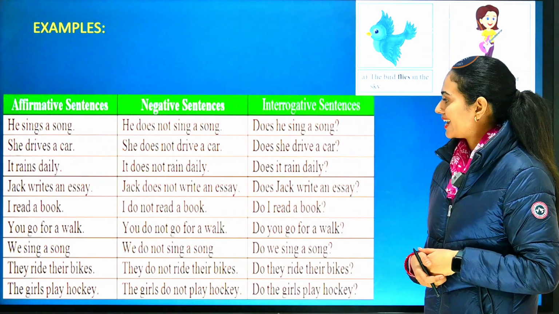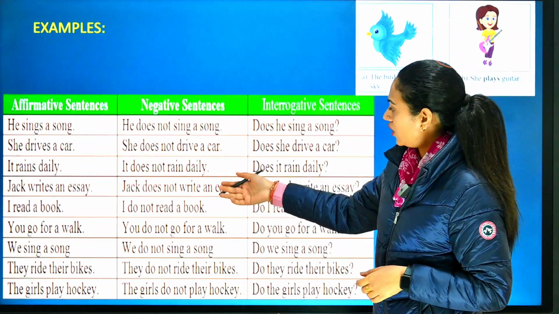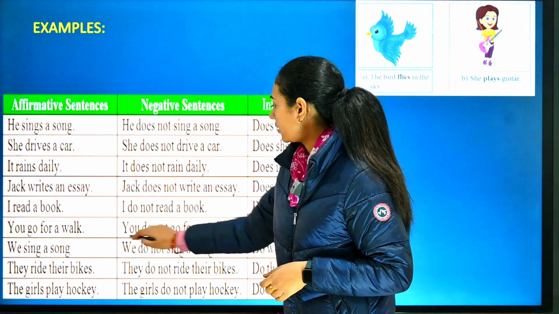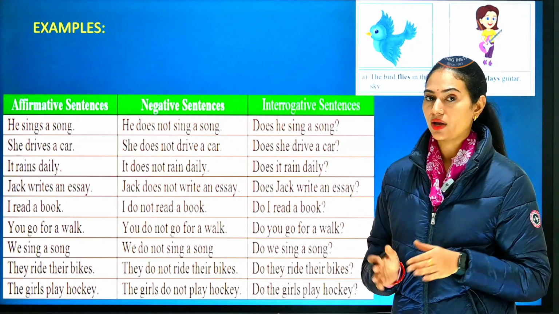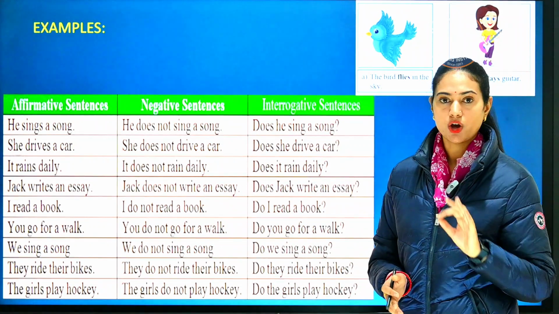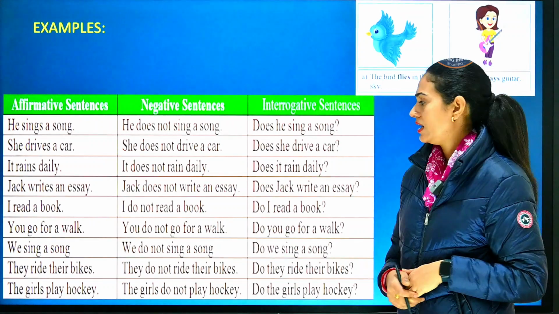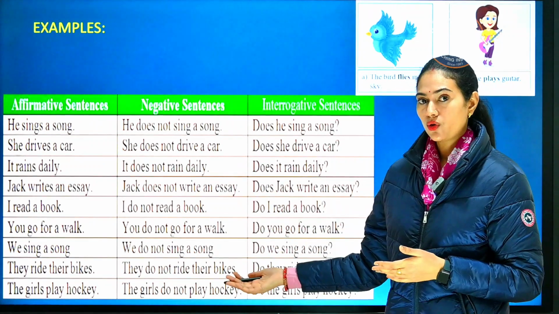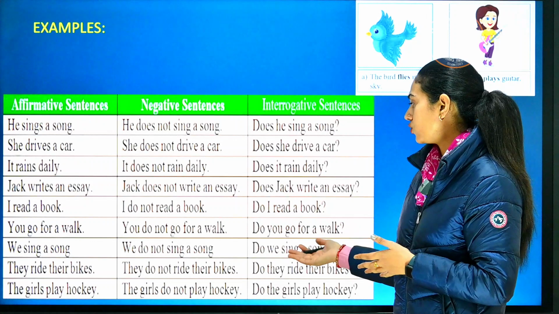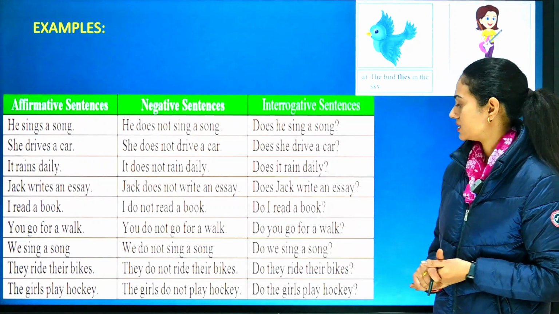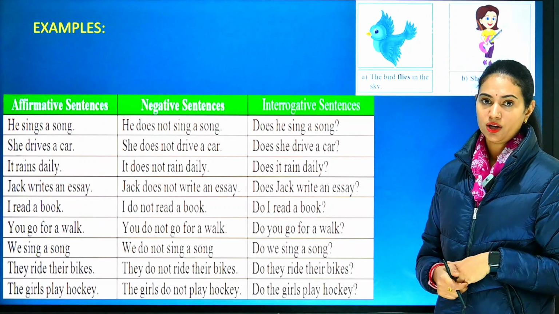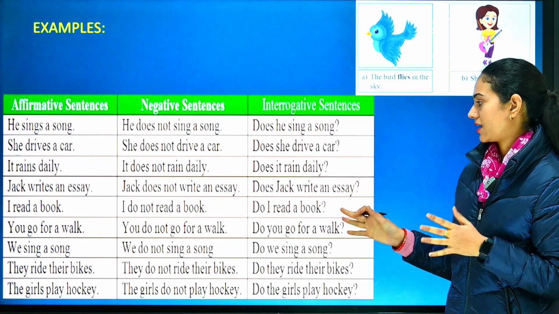So for the second person, we take an example of you go for a walk. You go for a walk. It's a second person, so again we are not using s or es with a verb, and we do not go for a walk. You do not go for a walk, and with interrogative we say do you go for a walk. So this is about first and second person.